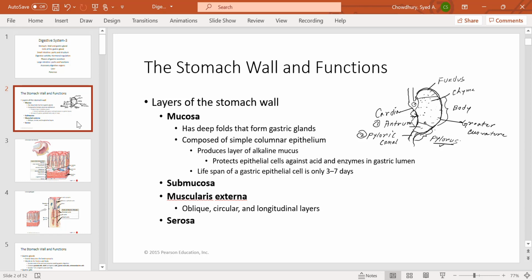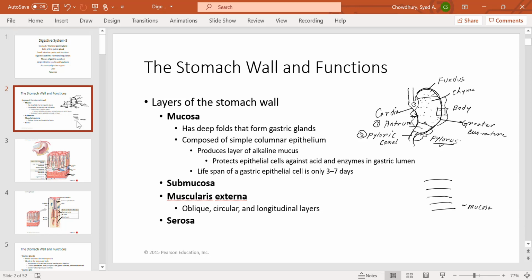Now if I see the wall of the stomach, if I just take a chunk out from the wall and see, I'll see four layers in it, okay. So from inside to outside, how many layers? Four layers everywhere in your GI tract. So innermost, this is the innermost layer, this is called the mucosa.